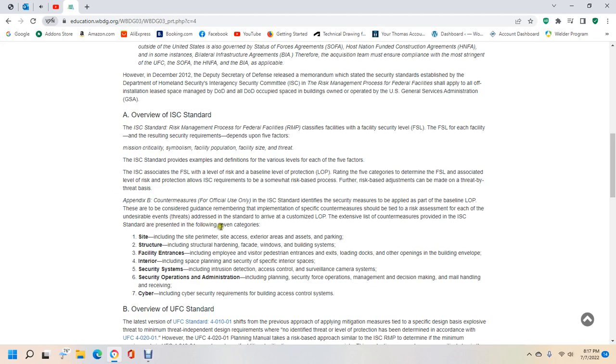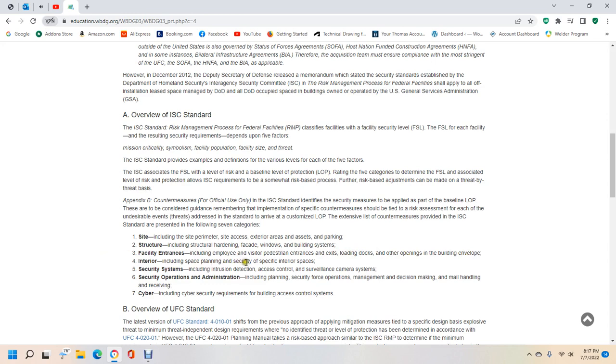The standards are presented with the following 7 categories: site, including site perimeter, site access, exterior area, and the assets of the parking structure; structural hardening, including facade, windows, and building systems; and facility entrance, including employee, visitor, and pedestrian entrances, loading docks, and other planned openings for the building envelope.